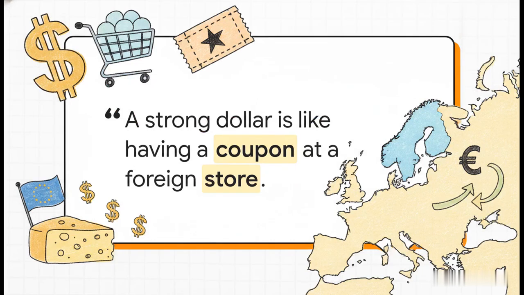I need you to remember this exact phrase for the exam. A strong dollar is like having a coupon at a foreign store. It stretches your buying power abroad. Sam's dollars suddenly buy way more European cheese because his currency is stronger than the euro. He absolutely loves a strong dollar.